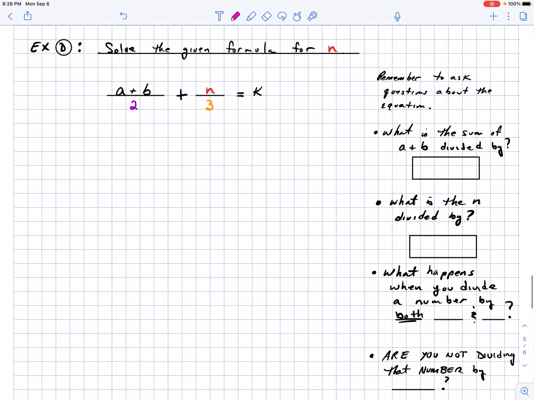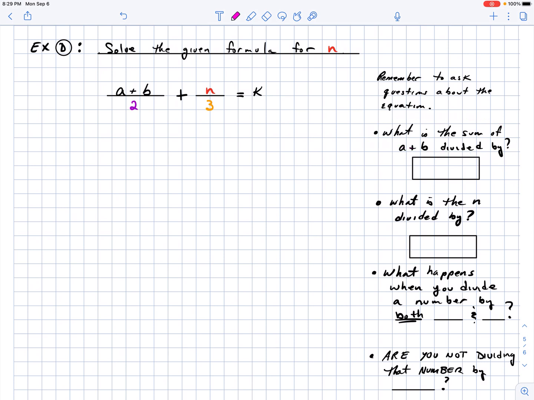Now, time's getting short, so let's move on to, we're going to look at solving a basic given formula. And this is nothing really, it's just kind of made up, but it's more of an equation than a formula right now because I can't link it to something specific for you. But remember to ask the questions, right? That's what you want to do. You want to ask the questions. So what is the sum of A plus B divided by O?